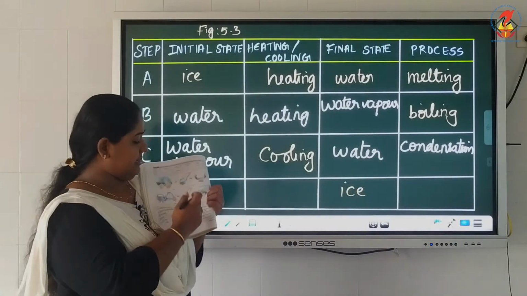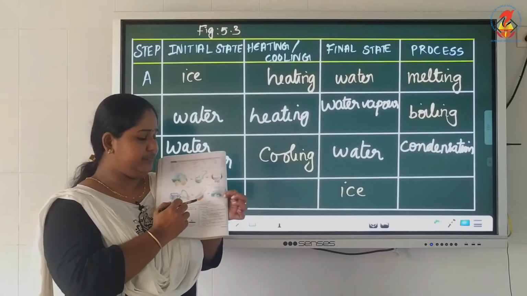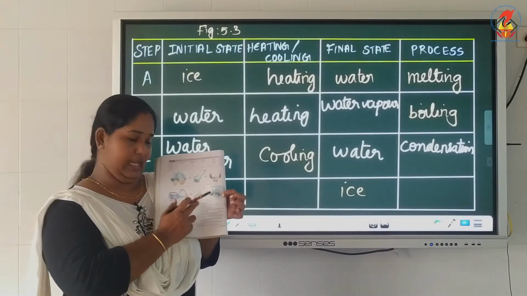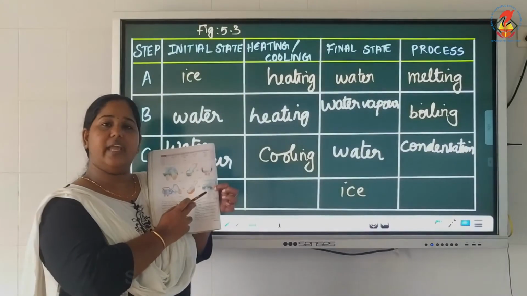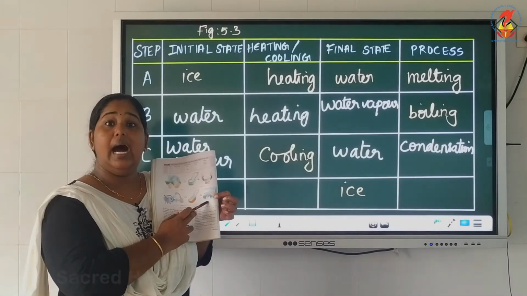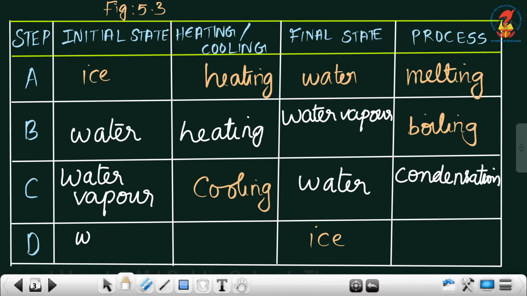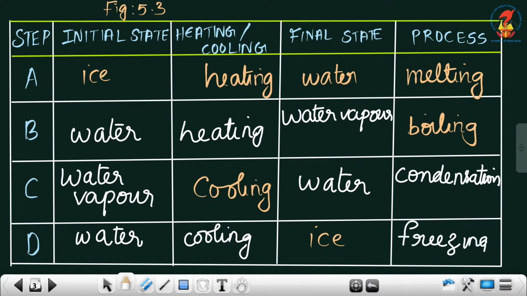Okay, and the last step, step D, gives you these two pictures together. So, here it is water, we already know that. Water is changed into what? Ice. How is it changed? What is written above the arrow mark? Cool. So, water on cooling changes into ice, and that process is called freezing.